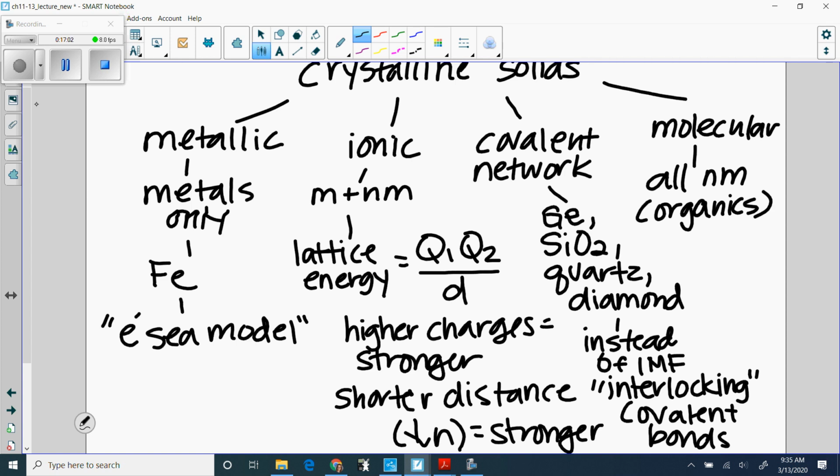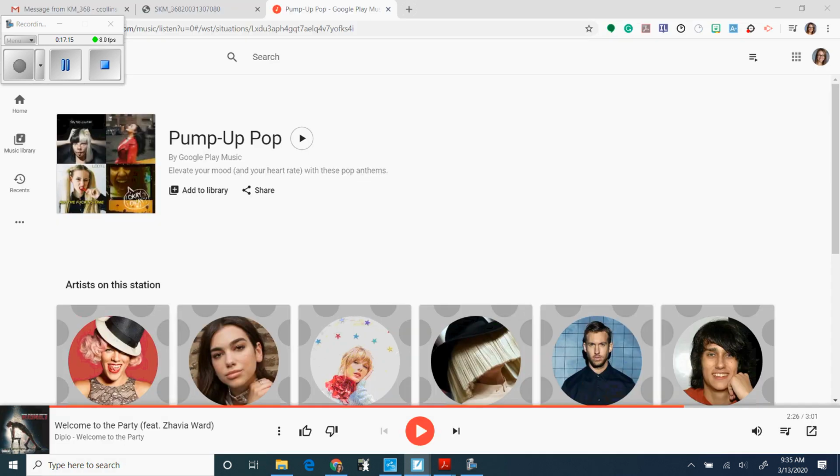Organics, the carbons, the hydrogens, the oxygens, those are all nonmetals. Nonmetals are over here. They're called molecular. Okay. When the music starts, can you just go through those 4 categories, and then we'll learn chapter 13.